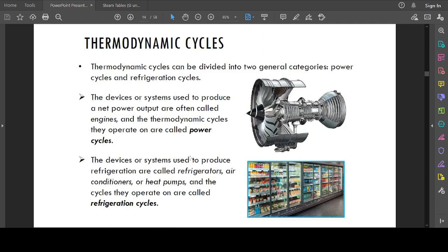Okay, so thermodynamic cycles can be divided into two general categories: power cycles and refrigeration cycles. The devices or systems used to produce a net power output are often called engines, and the thermodynamic cycles they operate on are called power cycles. The devices or systems used to produce refrigeration are called refrigerators, air conditioners, and heat pumps, and the cycles they operate on are called refrigeration cycles.